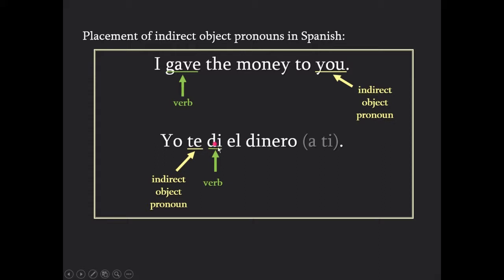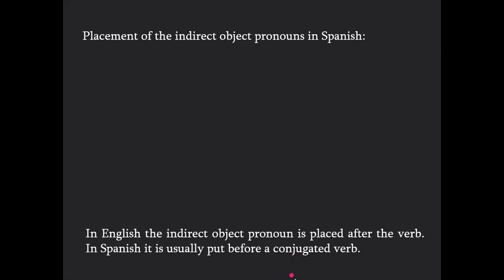That's the word order that we use in Spanish. Yo te di el dinero. And so our te comes in front. Okay, so let's go ahead and look at another example.